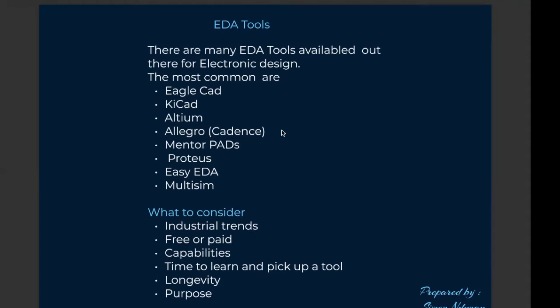What to consider? What are the industrial trends actually? What are most companies using? So that you don't want to be trained, say, with some very old software or some educational software that maybe is only used by college students. Maybe it's not going to be viable when you go to the industries. Yeah, check about the longevity of your software. Is it here to stay? What's the purpose? Is it just a recreational project? Are you doing this project for commercial purposes? Yeah, it's very important to check that.